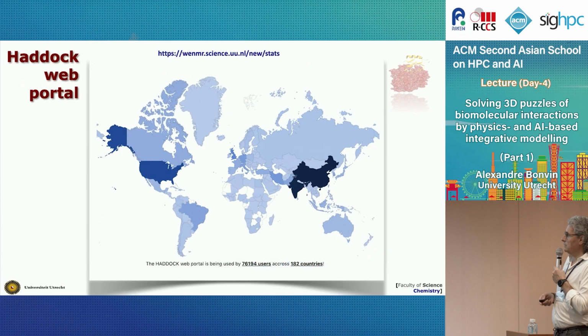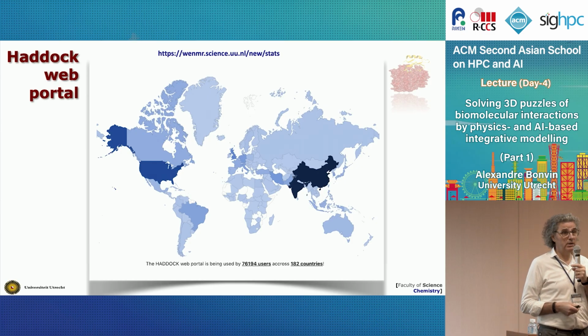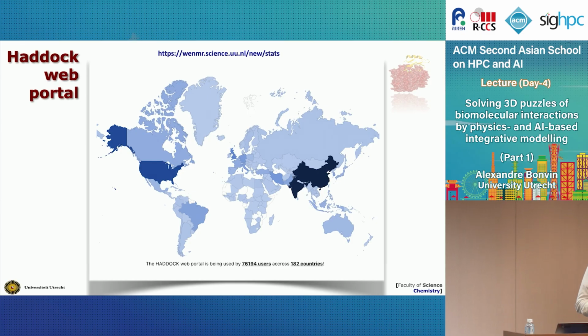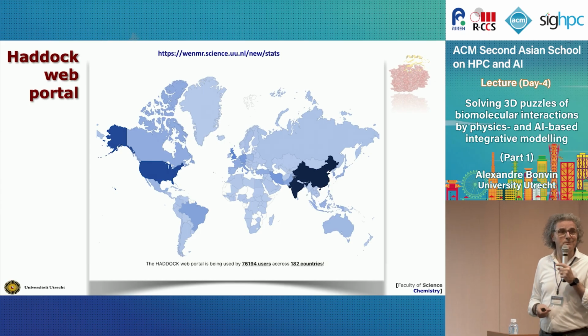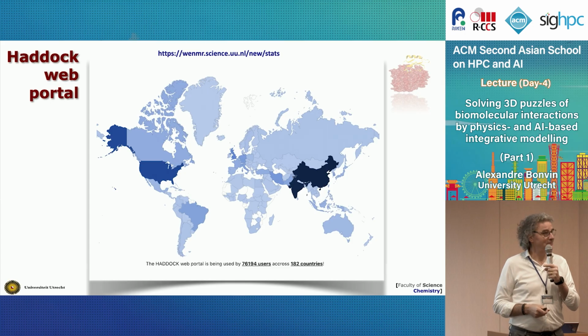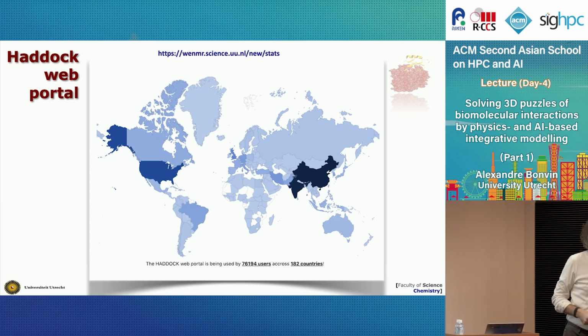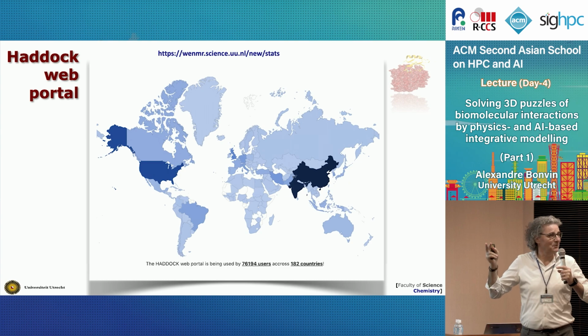This is our current user map from last week. So 76,000 users from more than 182 countries. Do you know how many countries there are in the world according to the United Nations? Sorry? 193 or 196 or something like that, okay? So we are missing about 10 countries.